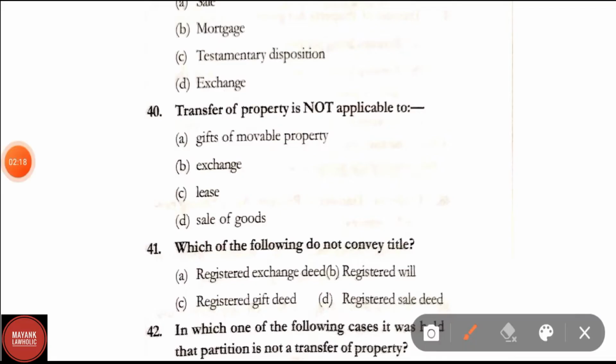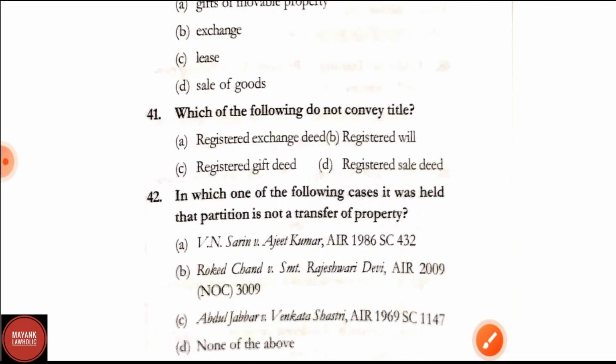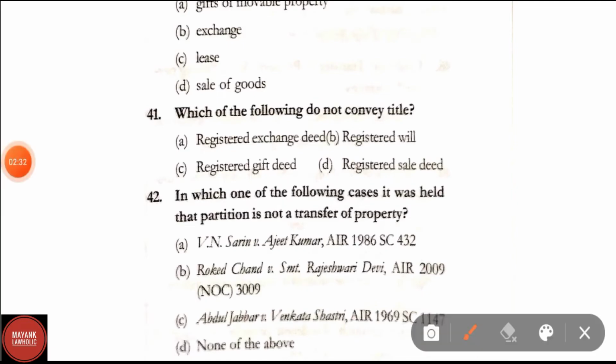Question number 40. Transfer of Property Act is not applicable to gifts of movable property, exchange, lease, sale of goods. Correct answer is option D, that is sale of goods. Question number 41. Which of the following do not convey title? Registered exchange deed, registered will, registered gift deed, registered sale deed. Correct answer is option B, that is registered will.